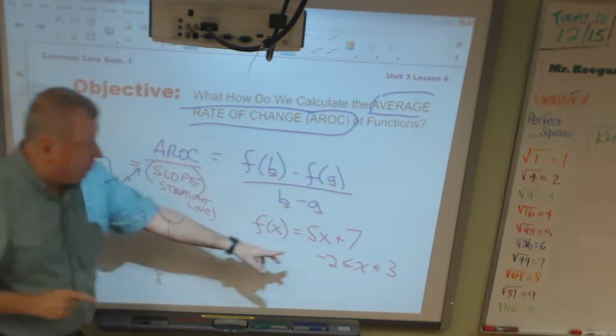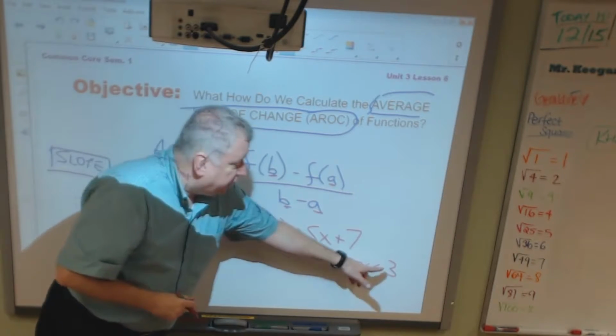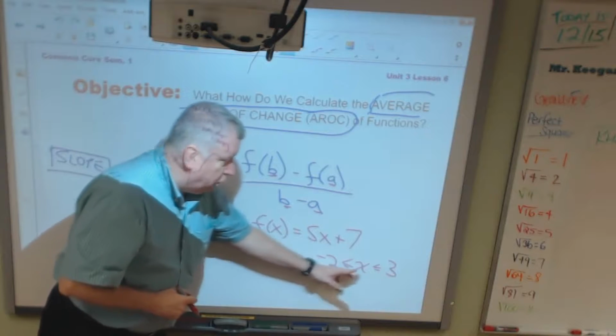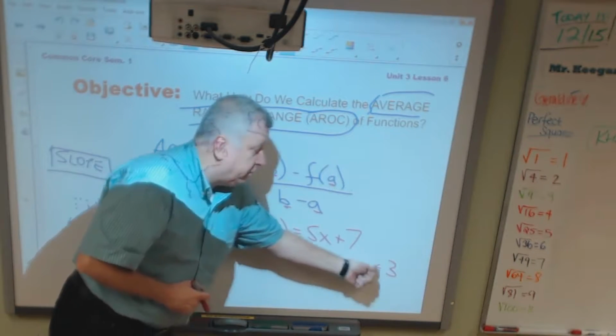So they always have to give you a left point and a right point. And a lot of times they give it to you in this form, which is an interval. But this just means the x goes between -2 up to +3.